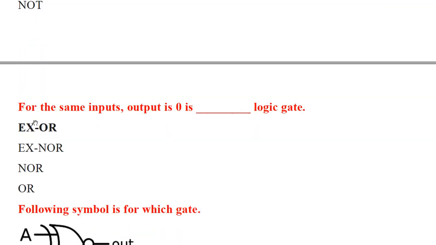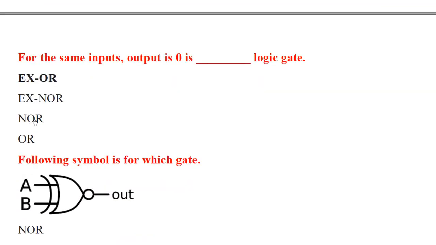For the same input, output is 0, which logic gate? Yes, very simple. If the inputs are the same, the output is 0. Consider 2 bits only, since bits are not given. So for 0 0, the output is 0, and for 1 1, the output will also be 0. Which is the type of gate? Of course, it is an XOR gate, because for the XOR gate truth table, we know for 0 1 and 1 0, the output is 1, otherwise it is 0.